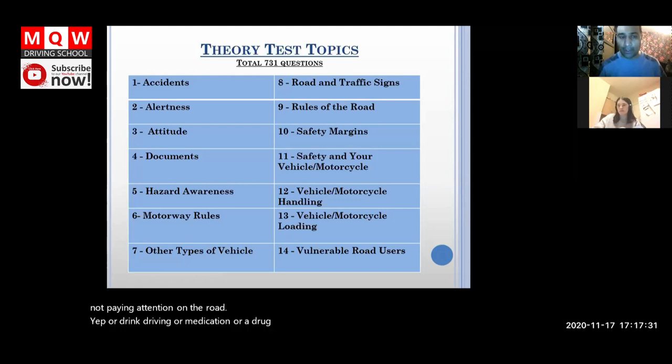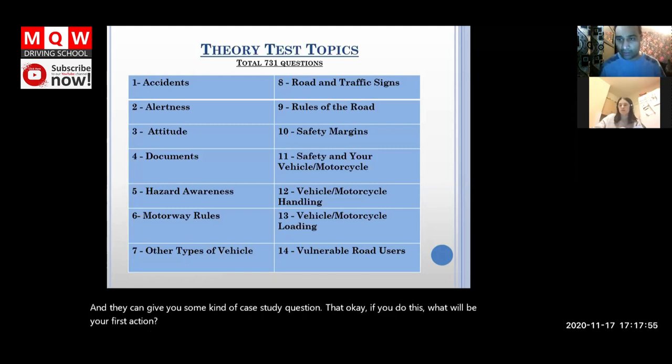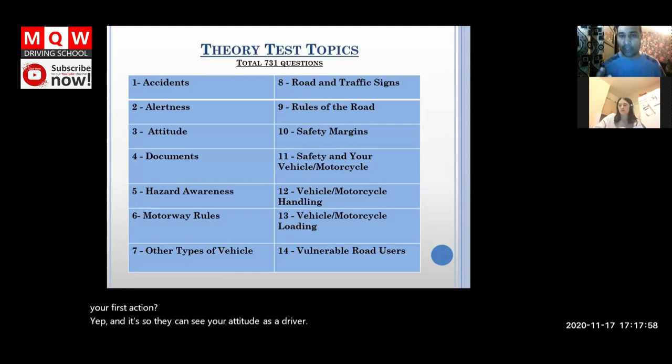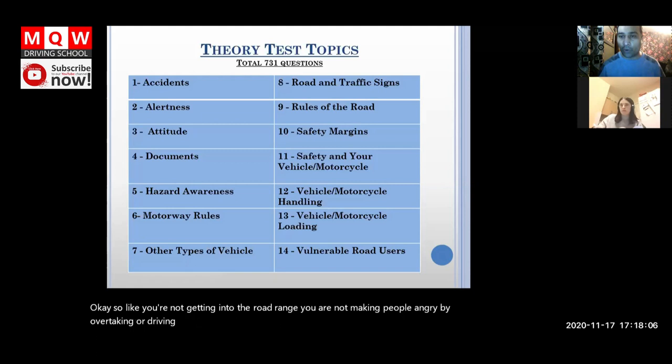Then number three will be your attitude. How much you are actually paying attention to the rules and regulations, and your attitude towards the road and towards safe driving. They can give you some kind of case study question, like, if you do this, what will be your first action? So they can see your attitude as a driver. Like you're not getting into road rage. You are not making people angry by overtaking or driving aggressively or beeping the horn at somebody. These kinds of things.